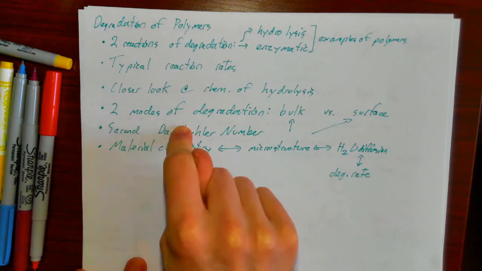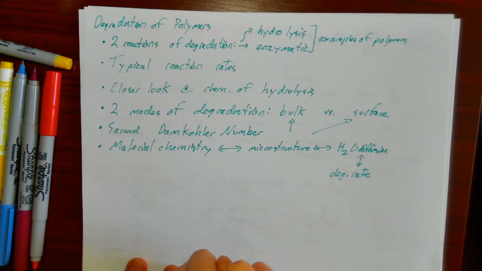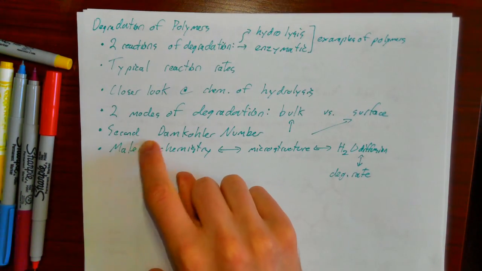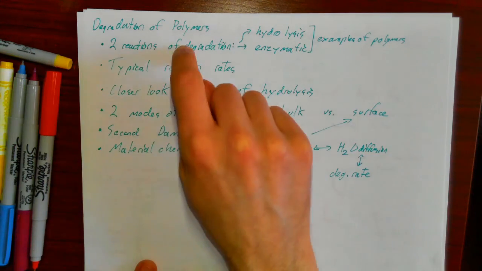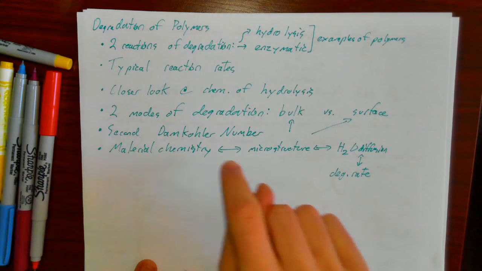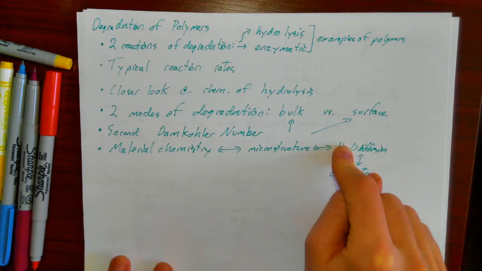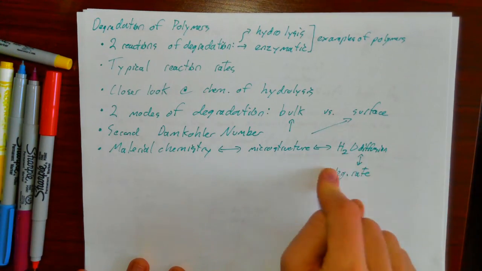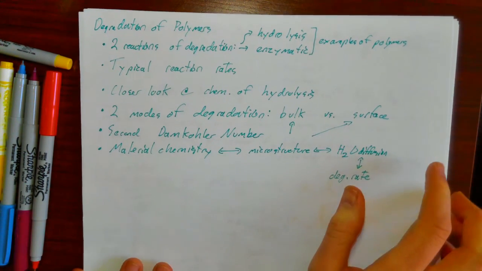And the second Damköhler number can help you predict between those two. And then there are some aspects of material chemistry that affect not just the reaction rates, but also how H2O can diffuse within the water and have an indirect effect on the degradation rate.